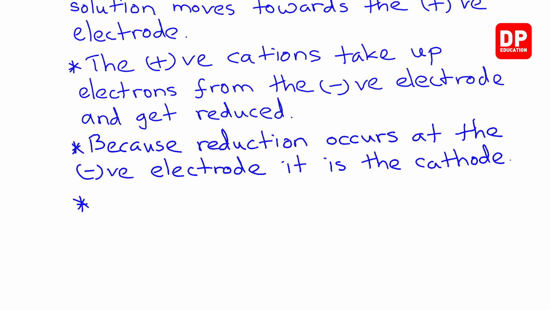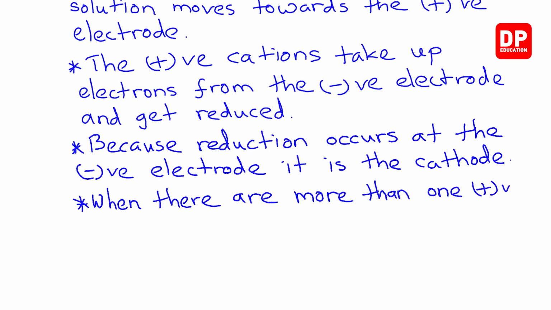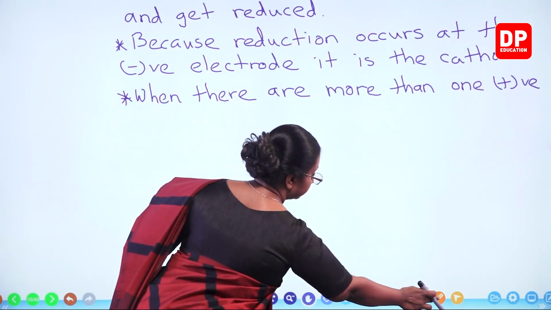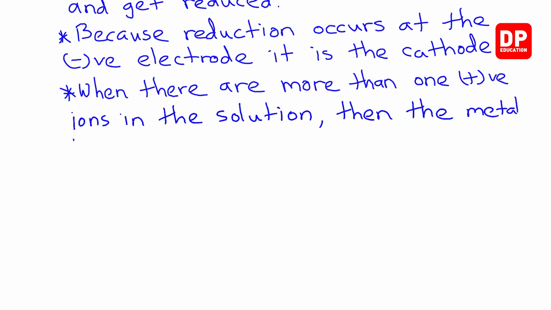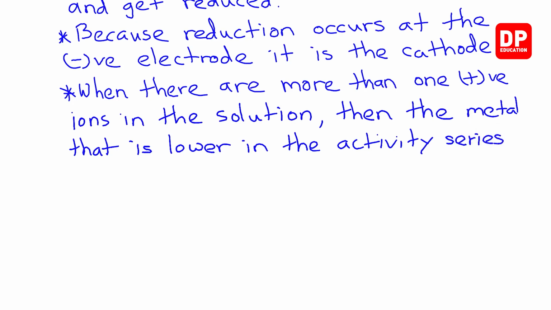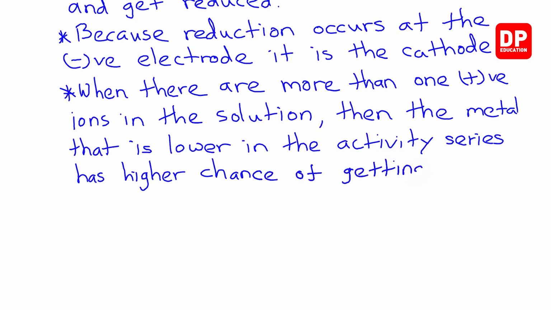And also what happens there? When there are more than one positive ions in the solution, then the metal that is lower in the activity series has a higher chance of getting reduced.